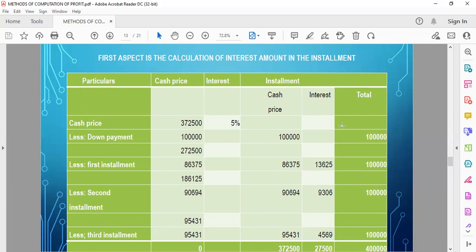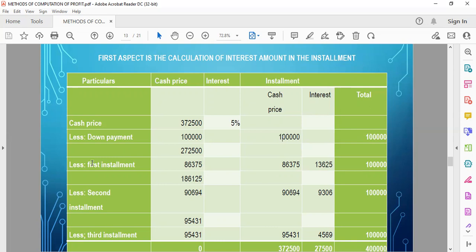2,72,500. On this down payment there is no interest, because initially we are giving that amount. So here you write 1 lakh rupees as cash price. There is no interest, so no need to write the interest. In the total column you should write 1 lakh rupees. That is the amount paid to that particular company. Now, let's go to the first installment.